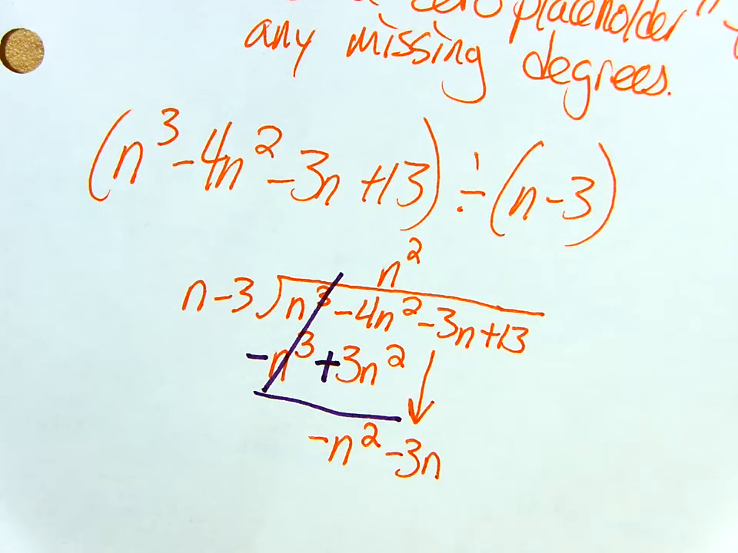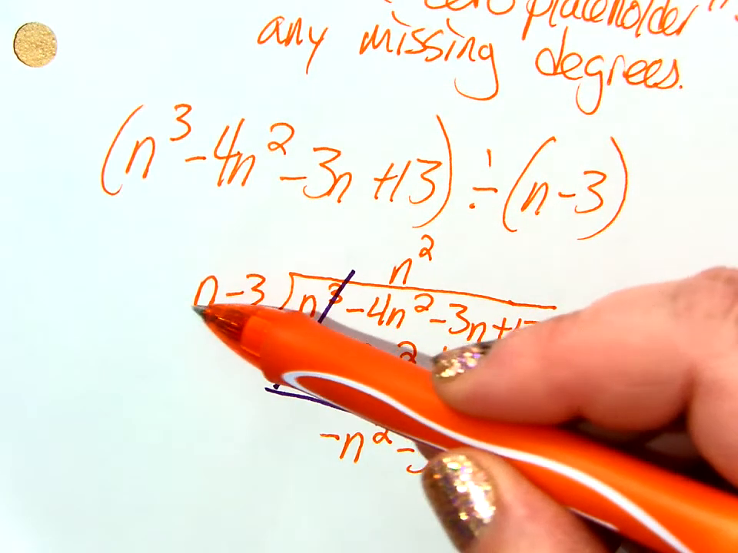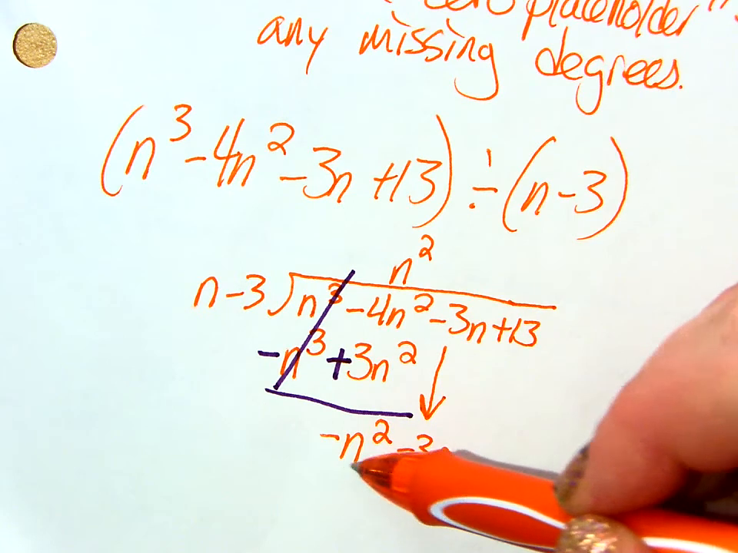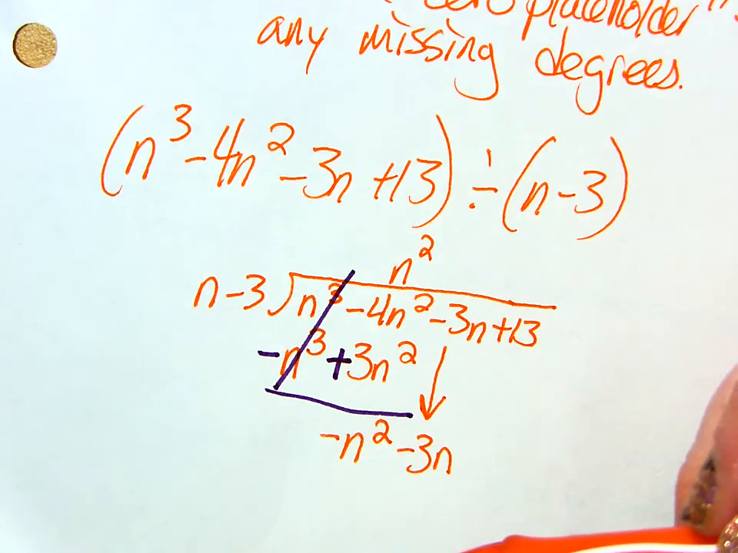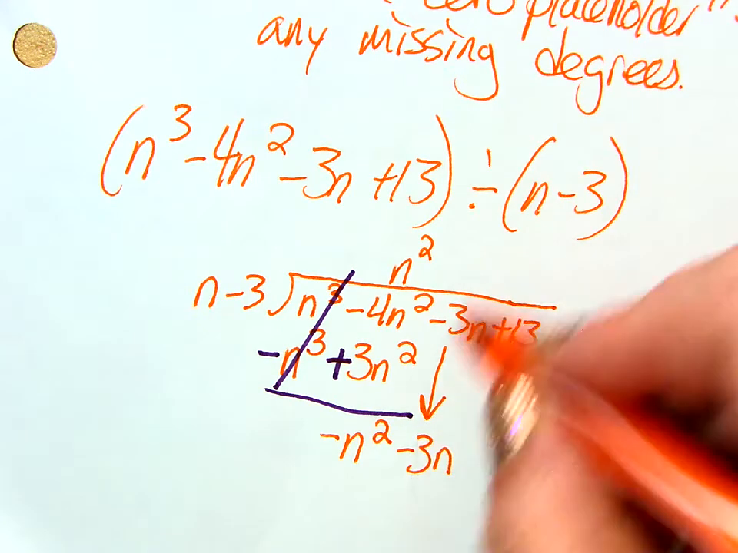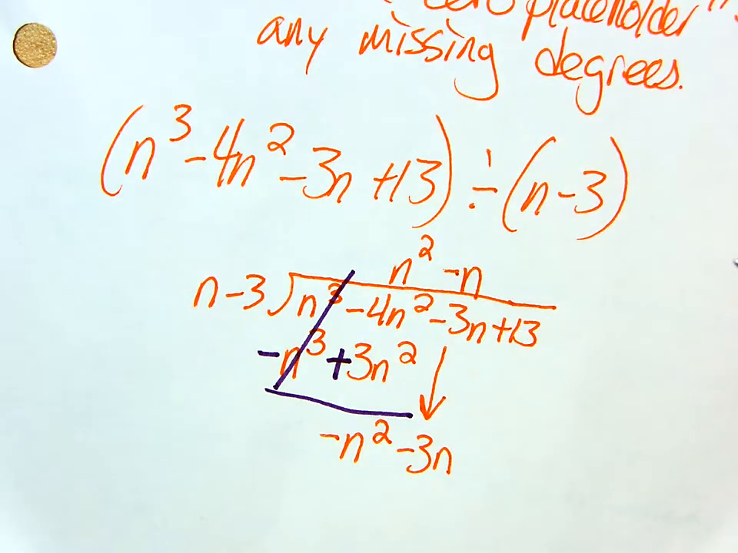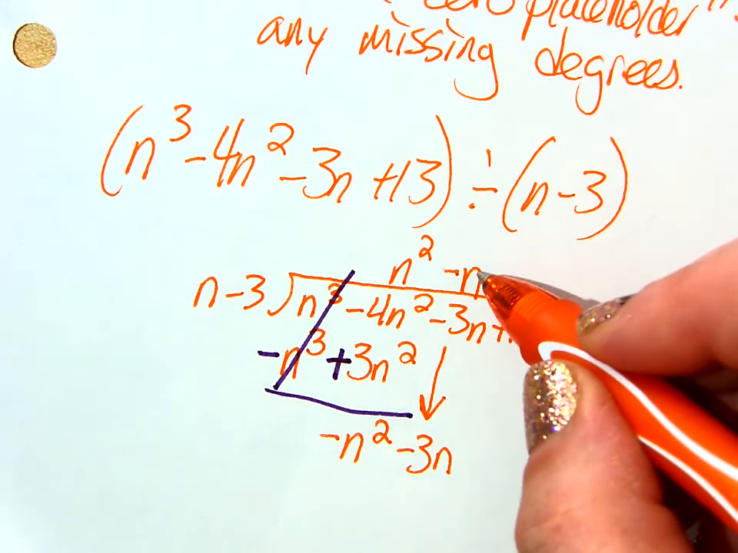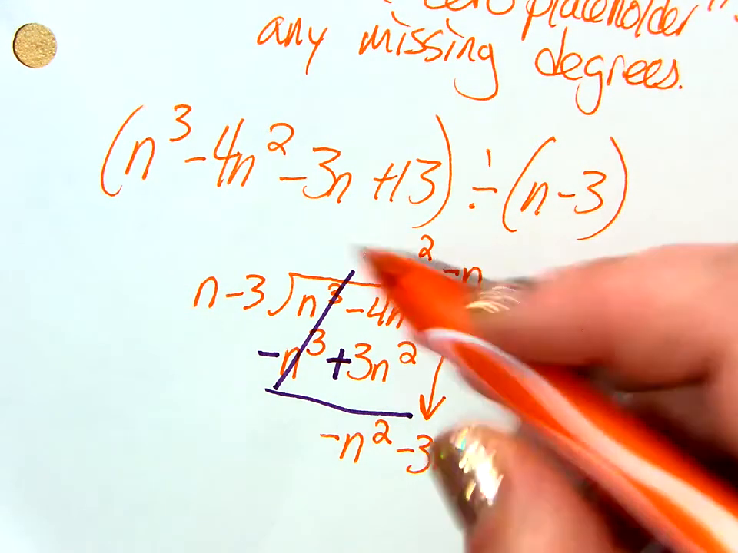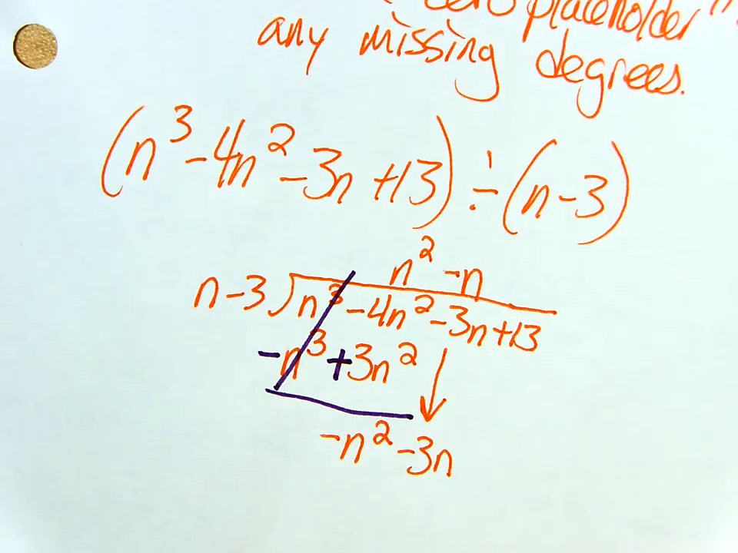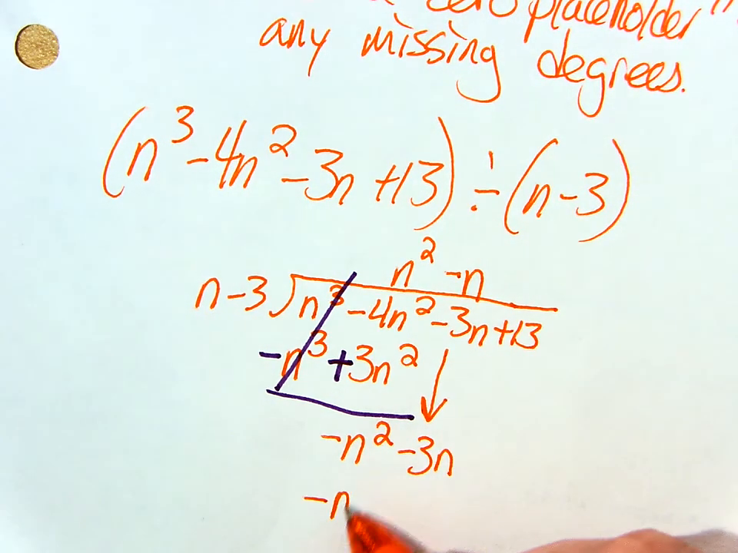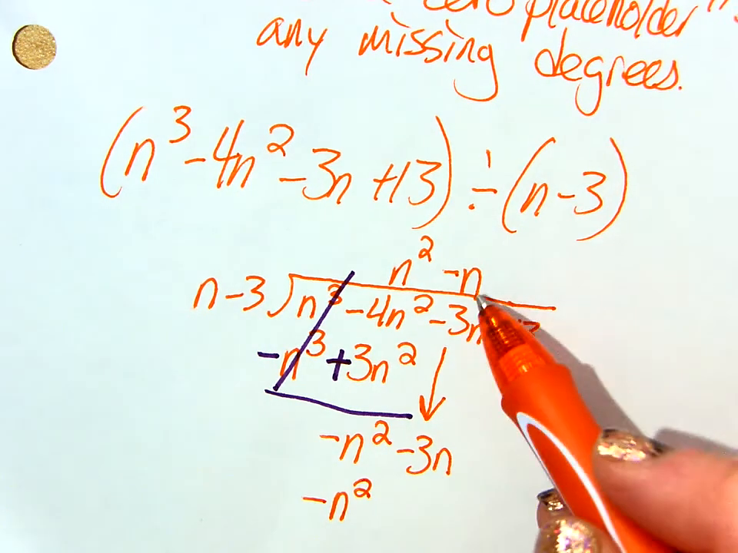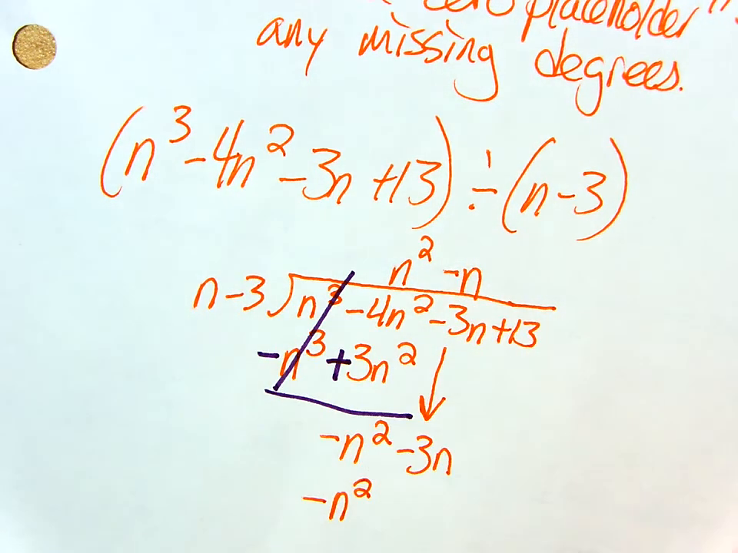And then I'm basically repeating the process over again. I ask myself, what do you multiply n by to get negative n squared? Negative n, so that goes up at the top in the n column. And then I'm going to multiply. Be real careful with your signs. So negative n times n would get me negative n squared, so I write it in the n squared column. And then negative n times negative 3 would get me positive 3n.